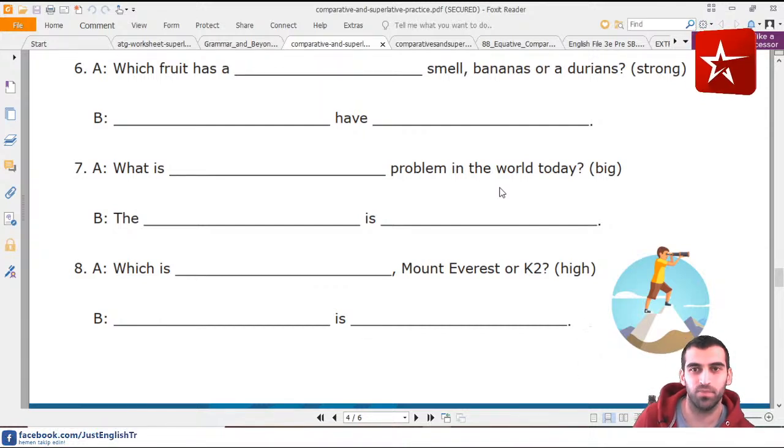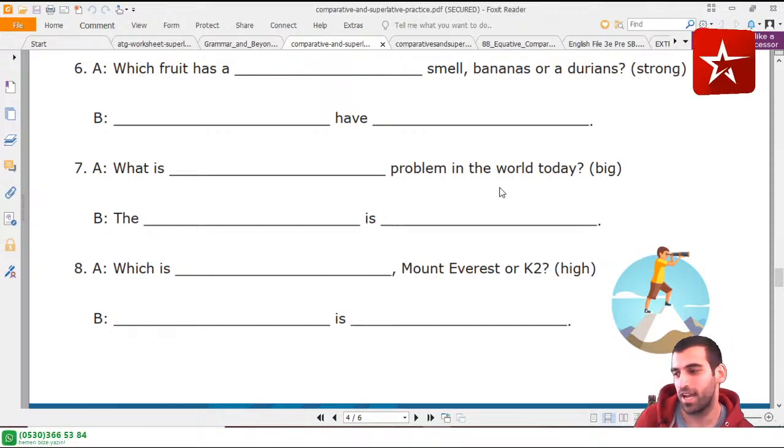Yes, what is the biggest problem in the world today? Air pollution is the biggest problem in the world. Münevver says the biggest problem is coronavirus in the world today. Yes, because everyone stays at home. Nobody goes out because of curfew. At weekends, we are not allowed to go out. We are not allowed to walk in the parks. So at the moment the biggest problem we experience is coronavirus. Münevver is completely right in this topic.